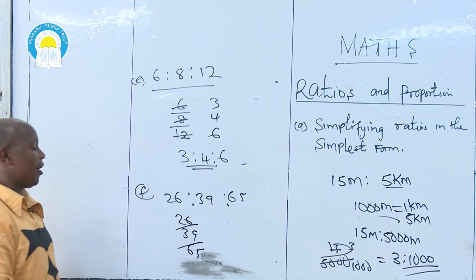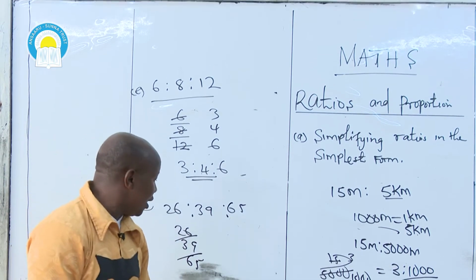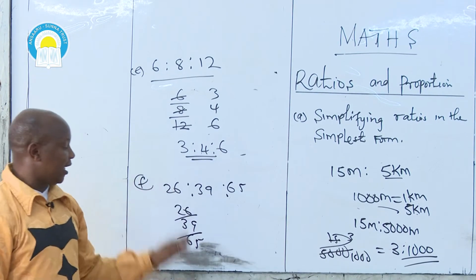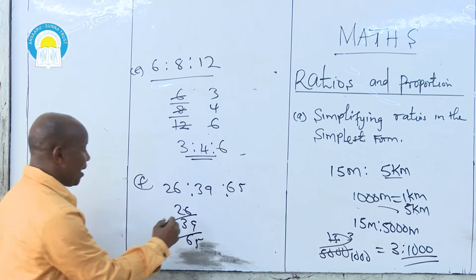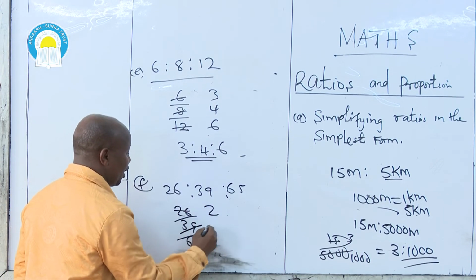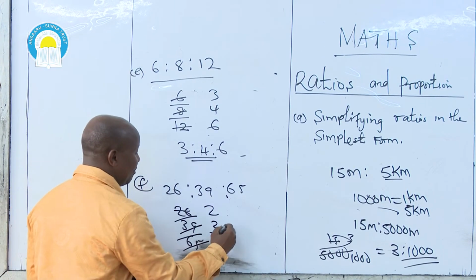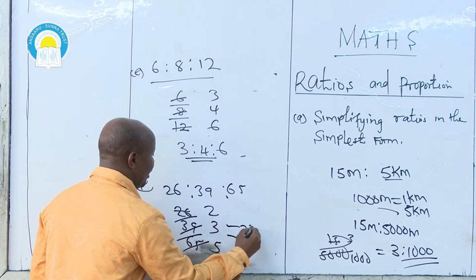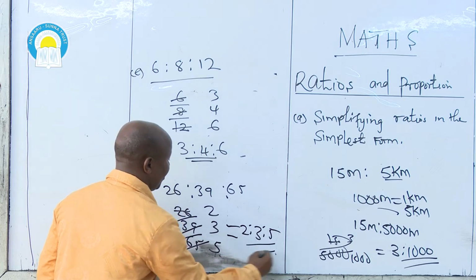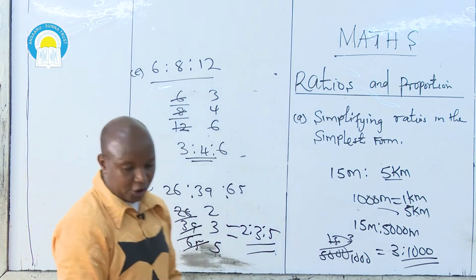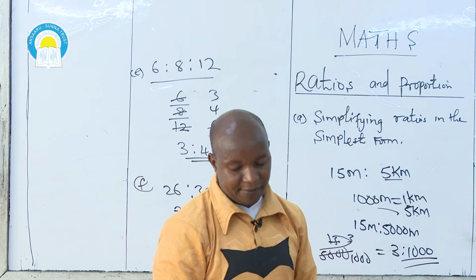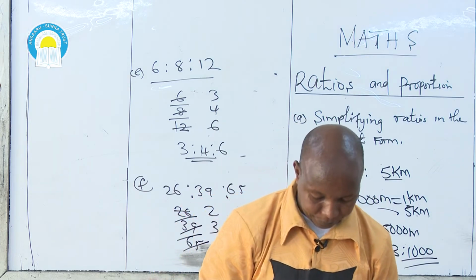Then look at the common divisor of all of these. When you look here, 13 will divide all of them. So by 13 here will be 2, by 13 will be 3, by 13 will be 5. So in my case here, my ratio is 2 is to 3 is to 5. That's how you simplify ratios in the simplest form possible.